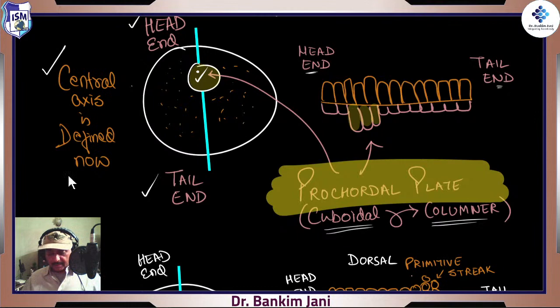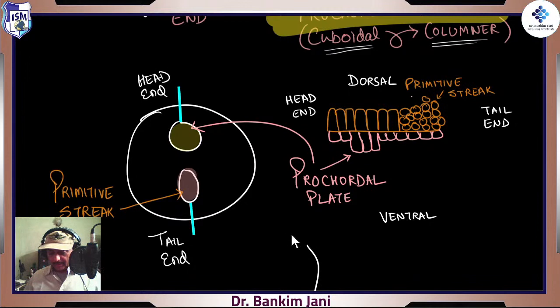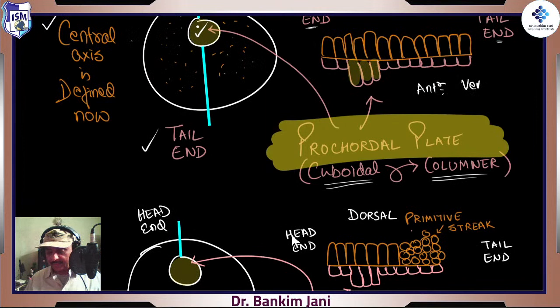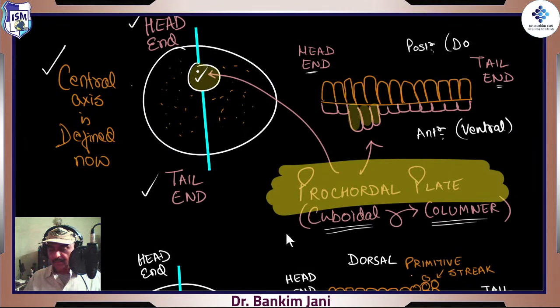Now the next process starts. This is anterior, and by the way, that is posterior. So we can even define dorsal and ventral. This is ventral and that one is dorsal. This gave us the advantage of knowing which is anterior, which is posterior, which is head end, which is tail end. So all done.